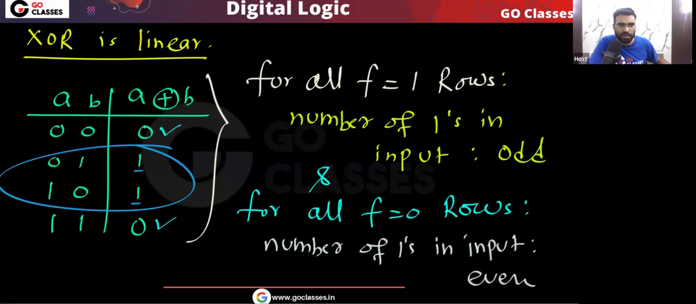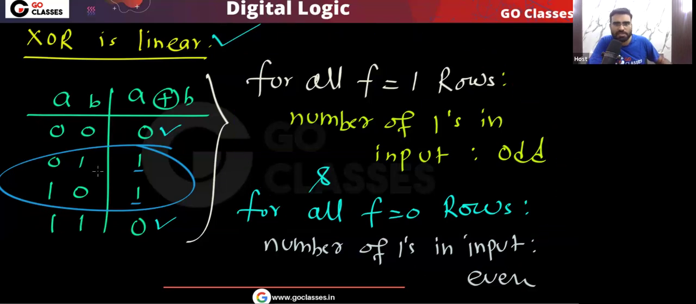Okay, are you getting an even number of ones? See, for all f equal to 0 rows, here you have an even number of ones. Actually, here there is no one, meaning there are 0 ones, and 0 is an even number. So an even number of ones. Here also an even number of ones. So this is linear. Yes or no? Is this clear? So XOR is linear. Is this understood?